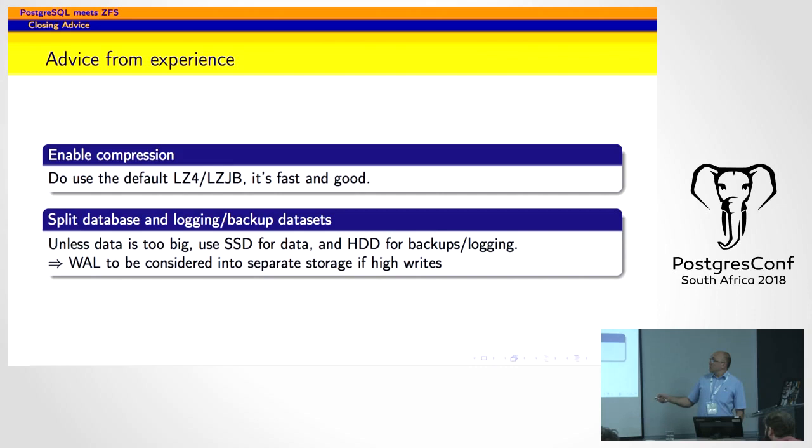What you want to do is split your database and your logging backup data sets, and you typically want them on separate storage, like your data on SSD, and your hard drive for backups and logging. When you do get to that point where write performance becomes a real issue, you will consider WAL on a separate storage for high writes.